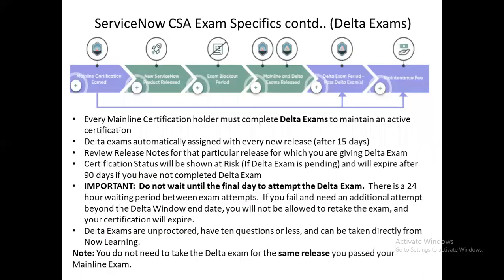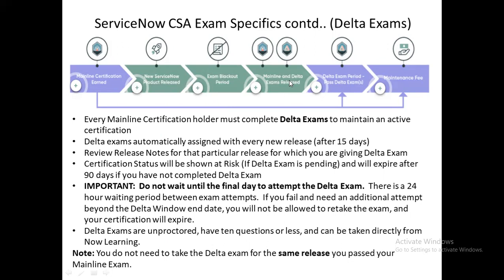Now let's understand this delta exam a little bit further. Generally what happens is, you have done a mainline certification. For example, just assume that in the ServiceNow Rome version, you've done CSA certification. They have released a new version now, which is right now San Diego. Now they have a blackout period. We just talked about it. There was a blackout period from April 21 to May 4th, right? This is that period. This is when the mainline and delta exams are released.